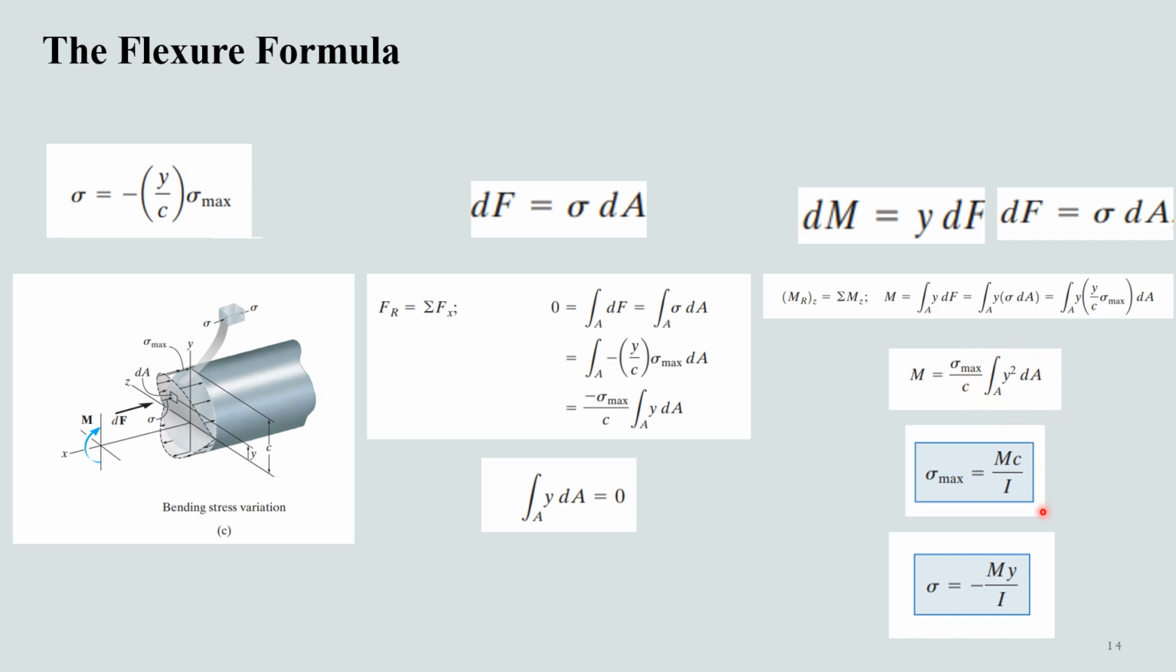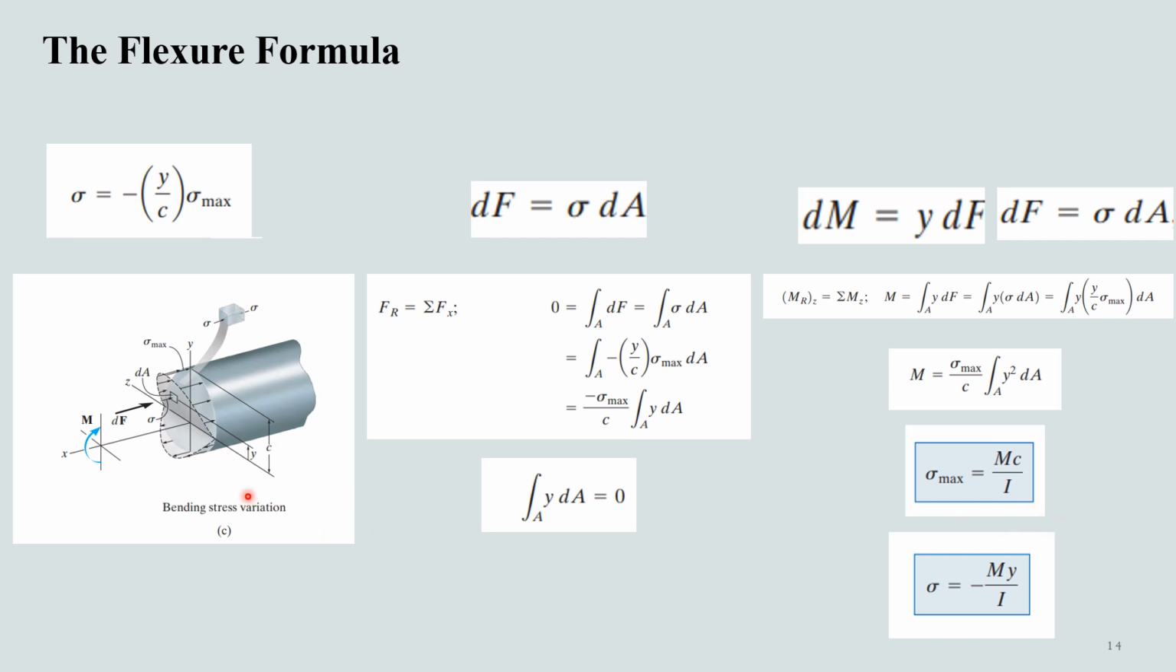So we'll replace this by the moment of inertia, and if we rearrange this equation, we come up with this equation, which states that maximum stress at any cross section is equal to the moment at that cross section multiplied by the distance from the neutral axis to the outermost fiber, divided by I, where I is, as I have already stated, the moment of inertia of the cross section area about the neutral axis.